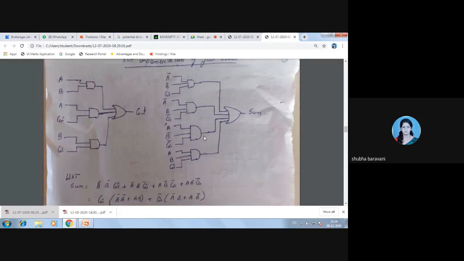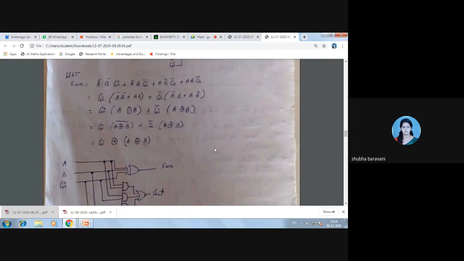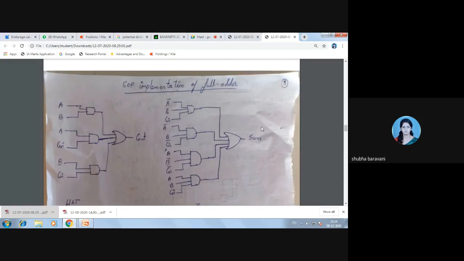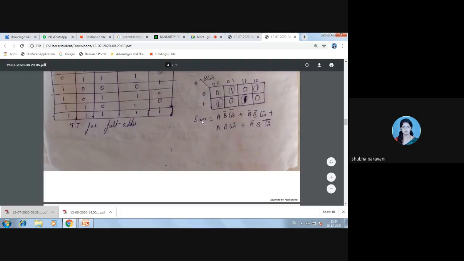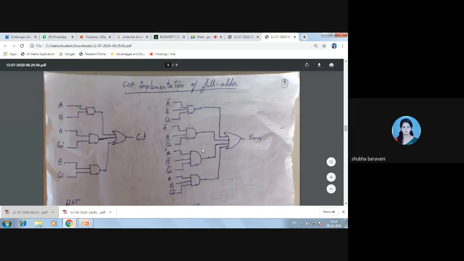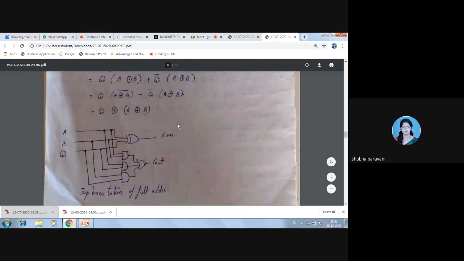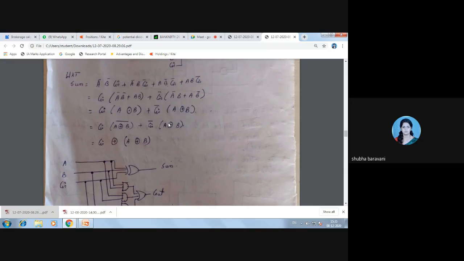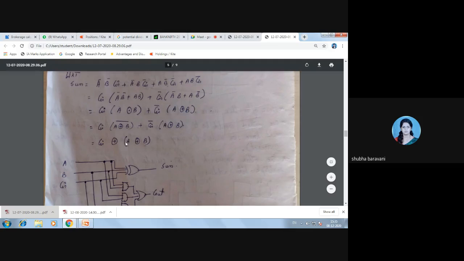Now, after this, the sum I have taken here. The same expression that I got, I'm again simplifying it. See, because here how many gates I have used? 1, 2, 3, 4, 5, 6, 7, 8, 9 gates I have used. So now I have to reduce the number of gates. So what did I do? I reduce the sum expression to A XOR B XOR C.